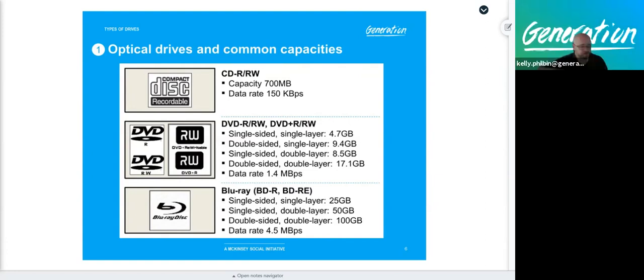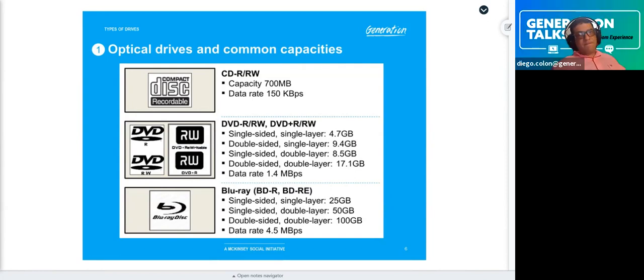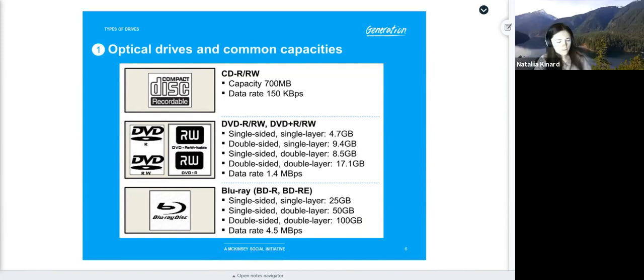Yes, there's two different. They use two different frequencies of lasers, and they go deeper in the disk, so they're able to write two layers on one side. Then you flip over, and you have two more layers on the other side. That's what it means by that. Okay, thank you. Not a problem.